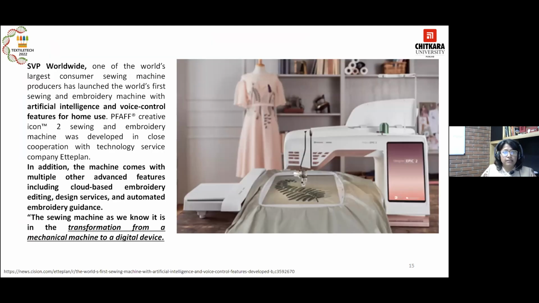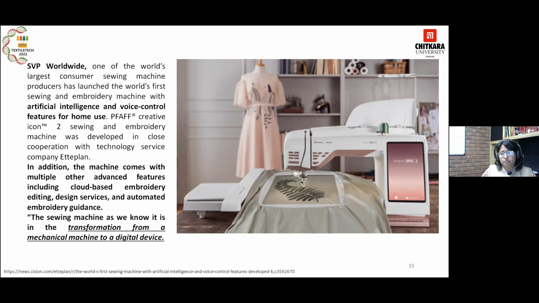There is another company, SVP Worldwide, one of the world's largest consumer sewing machine producers, which has launched the world's first sewing and embroidery machine with artificial intelligence and voice control features for home use. In addition, the machine comes with multiple other advanced features, including cloud-based embroidery, editing, design services, and automated embroidery guidance. The sewing machine, as we know, is in transformation from a mechanical machine to a digital device.